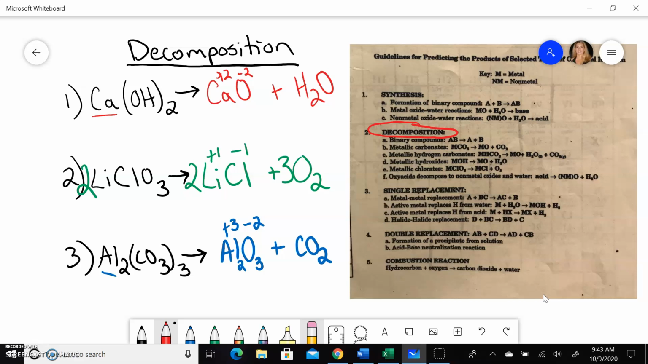Aluminum looks good. Carbon we've got 3 of, so let's try putting a 3 here. And I think that fixes oxygen because right here we have 3 times 3 is 9. We have 3 oxygens there, and then 3 times 2 is 6. So that should give us 9 as well. So this one looks like it's balanced.